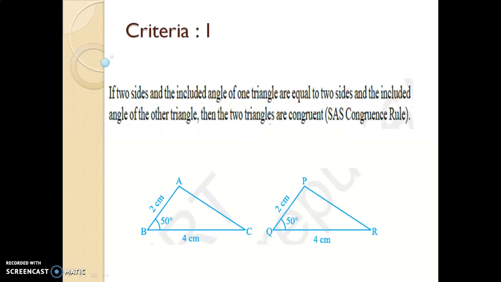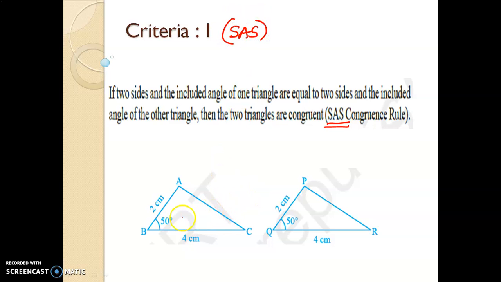Okay, so we are going to see one by one now. Look at the first one, criteria 1. The first criteria is nothing but if 2 sides and the included angle of one triangle are equal to 2 sides and the included angle of the other triangle, then the 2 triangles are congruent to each other. This comes under SAS criteria. So criteria 1 is nothing but SAS. Okay, so that is criteria 1.